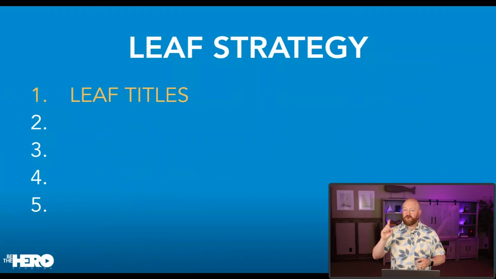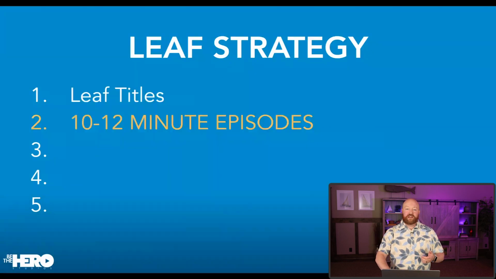So ingredient number one is leaf titles. You've got to do the research to find the questions that your target audience is asking. Ingredient number two is you want each episode to be an average of 10 to 12 minutes in length. You want enough time to really have a conversation with them or to really give them value, but ultimately you want them to build a relationship with you. The more time they spend with you on video, the more of a relationship that's built.